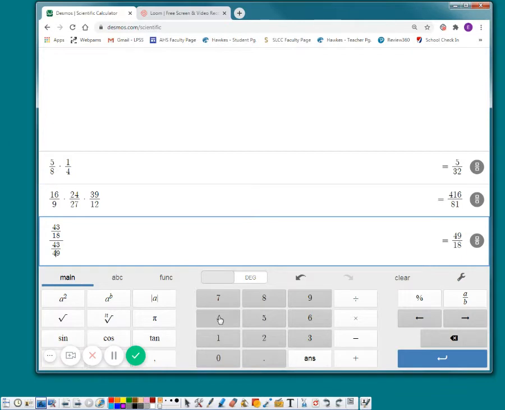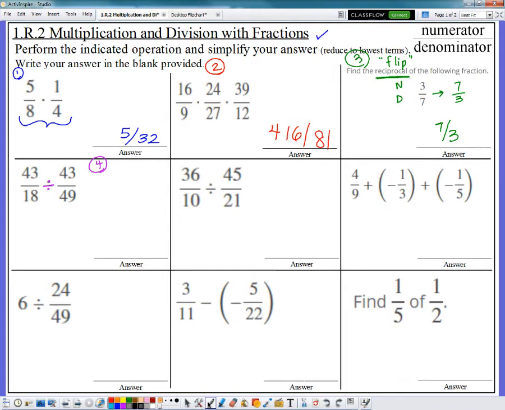So please be careful. So we have 43 divided by 18, all divided by 43 over 49, and your answer is 49 over 18. All right, and I'm going to let you go ahead and do number 5 in your Desmos calculator. Get some practice. Pause this video. Practice this. 36 divided by 10 divided by 45 over 21. And you should have gotten 42 over 25.